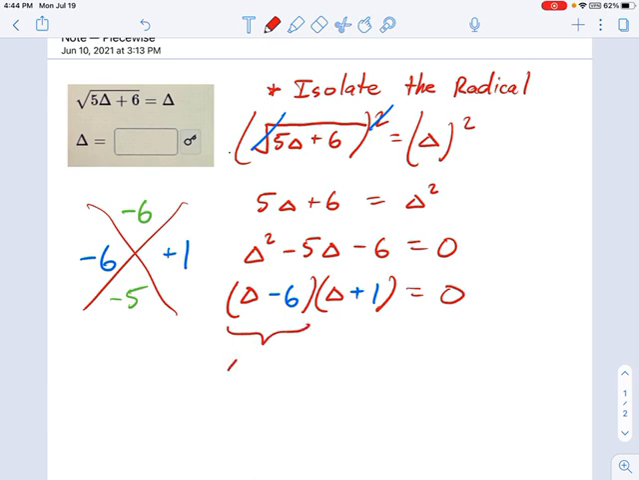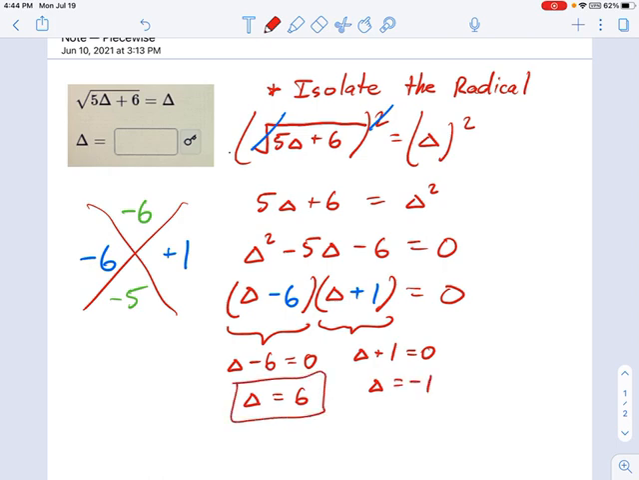To find the solution to this, we rewrite this factor, delta minus 6, and we say that equals 0, which means delta equals 6. And likewise over here, delta plus 1 equals 0, so that means delta equals negative 1. So there are my two solutions, delta equals 6, delta equals negative 1. You may think you're done, we're not.